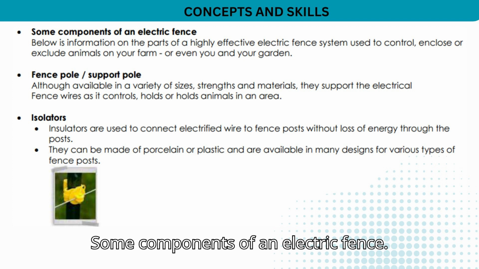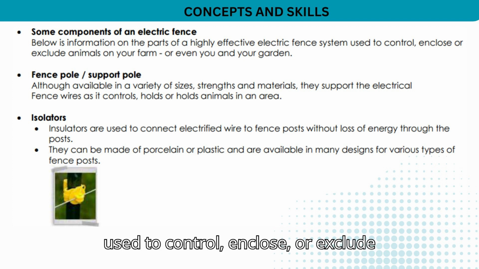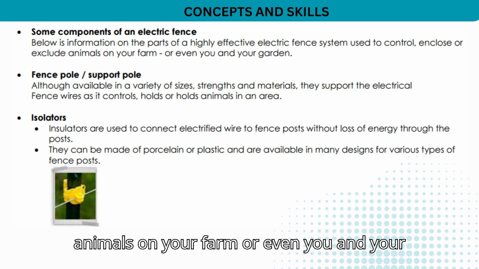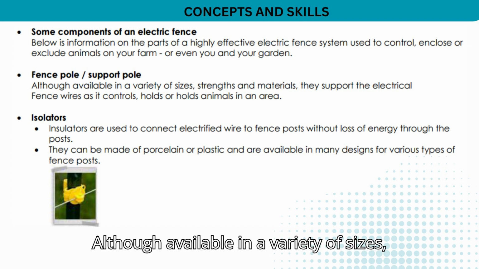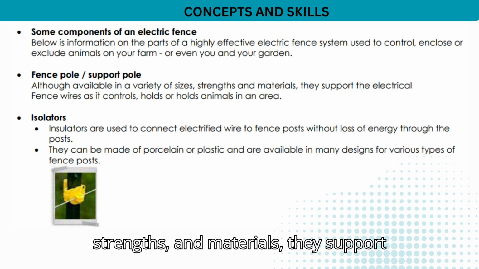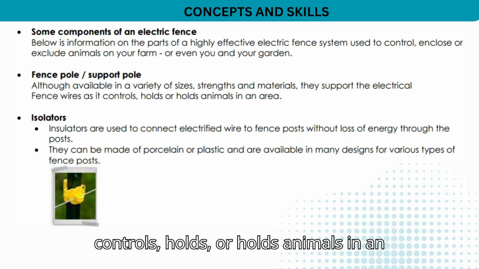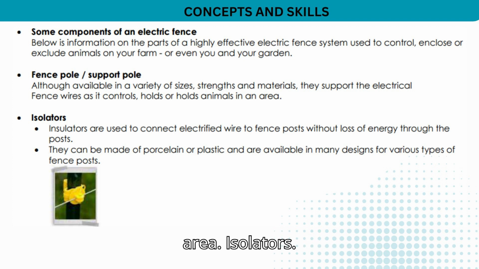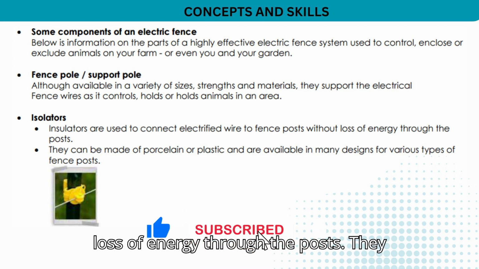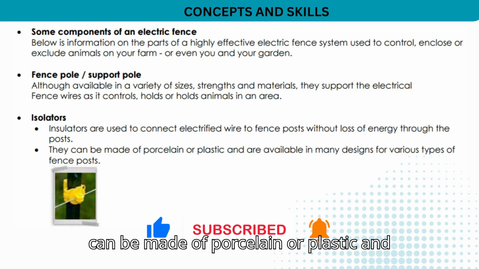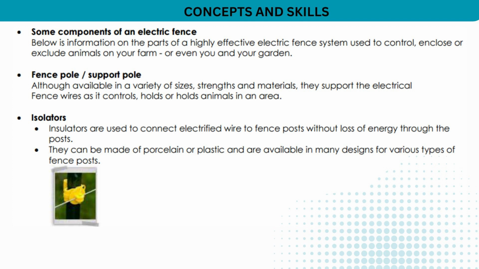Some components of an electric fence. Below is information on the parts of a highly effective electric fence system used to control, enclose or exclude animals on your farm or even you and your garden. Fence pole/support pole. Although available in a variety of sizes, strengths and materials, they support the electric fence wires as it controls and holds animals in an area. Insulators. Insulators are used to connect electrified wire to fence posts without loss of energy through the posts. They can be made of porcelain or plastic and are available in many designs for various types of fence posts.